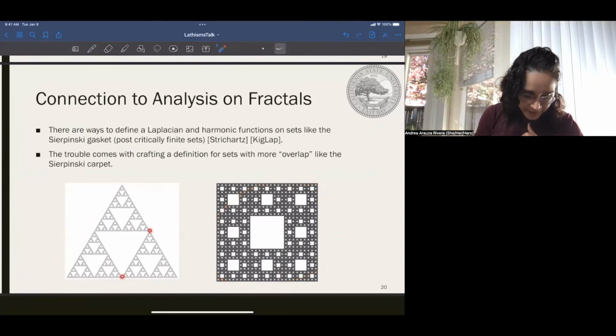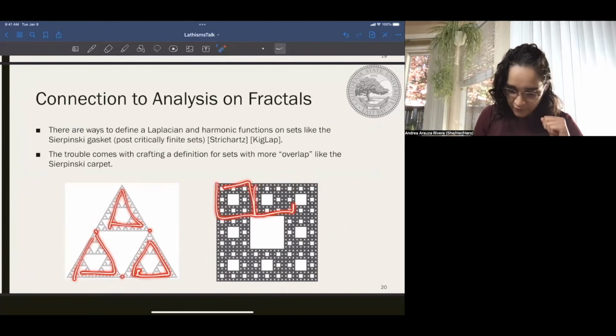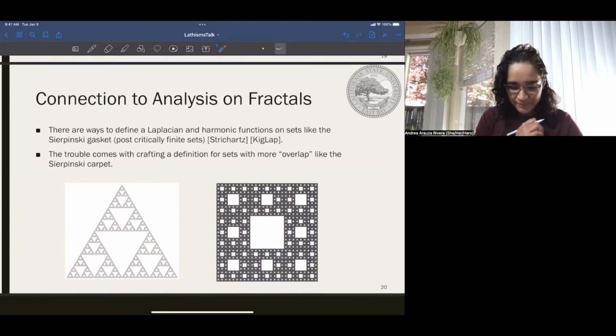But the trouble comes when you start talking about sets like this, where instead of the pieces of the set overlapping at just a finite set of points, you now have pieces that overlap at, for example, an entire line segment here. Okay, so that overlap really causes some trouble. You can try to repeat the construction for something like this, but you don't quite get the same sort of results. So really you need to attack the problem from a different direction.